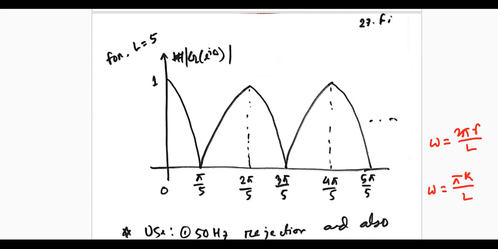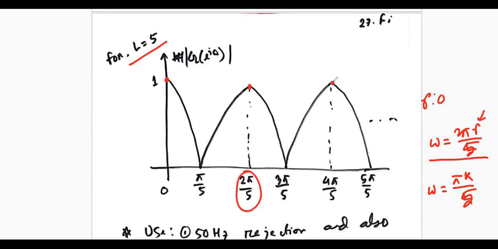At which point do we have the maximas? We have the maxima at the location when we put r equals 0. Here we are putting L equals 5, so we can replace L with 5. When r equals 1, we have the second maxima, which is 2π/5.